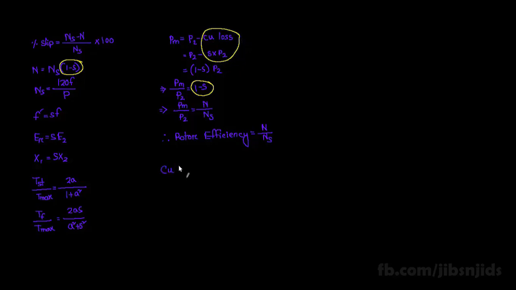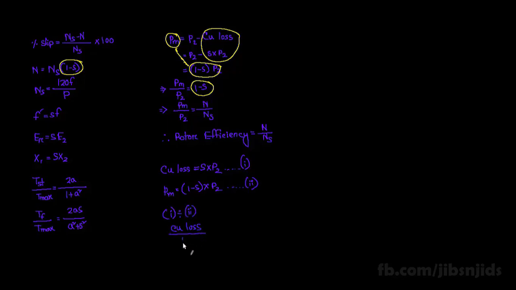We can also get the relation between copper loss, slip and rotor gross output. Copper loss will be divided by rotor gross output, and the result will be equal to the slip of the motor divided by the subtraction of slip of the motor from 1.